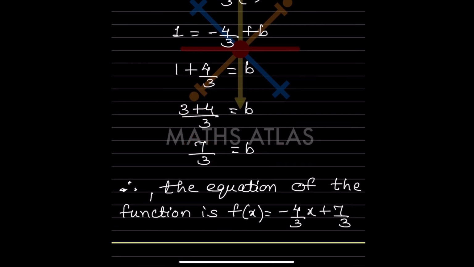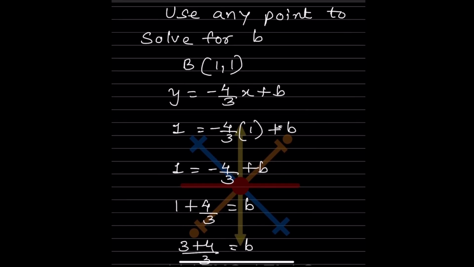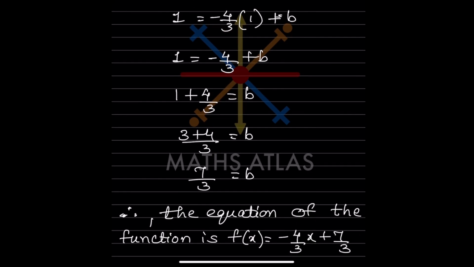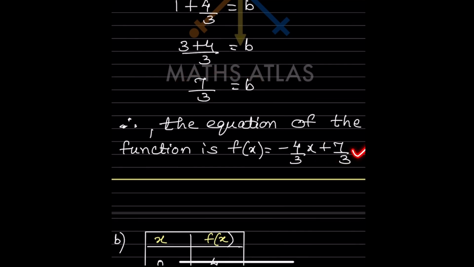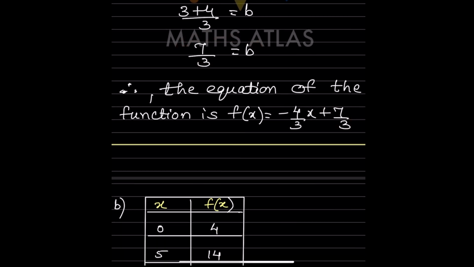Now how will you write the equation? The equation of the function is f of x, and f of x is nothing but y. So you already have the equation: minus 4 by 3x, plus we already got the value of b, that is plus 7 by 3. So this is the final answer. Hope this is clear to you.